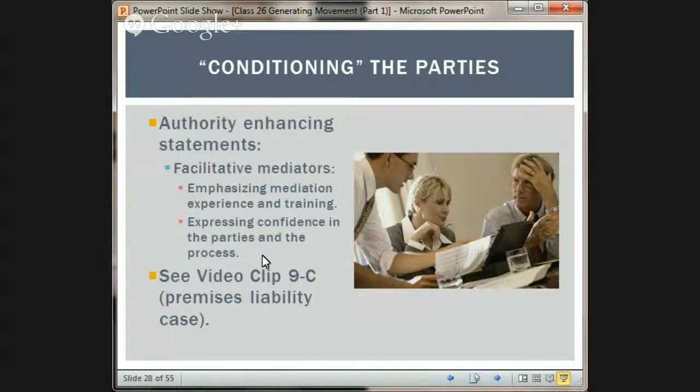For facilitative mediators, you're going to be emphasizing your mediation experience and training. So how many mediations have you conducted? How many hours of training have you accrued? And one of the things that you're going to want to do when you get done with this course is figure out how many hours you've actually invested in this.